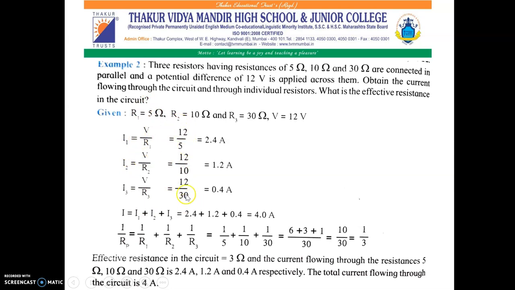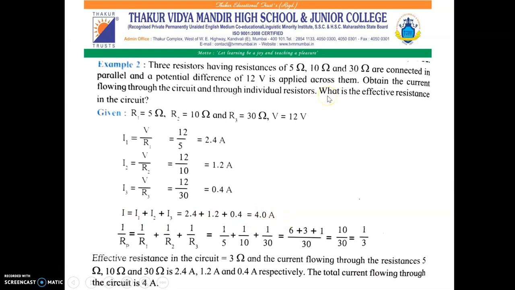So putting in these values, we get the three different currents, that is I1, I2 and I3, as 2.4 amperes, 1.2 amperes and 0.4 amperes respectively, right? So in order to find out the total current, we need to add all the three currents, that is I1 plus I2 plus I3. So the total current is 4 ampere.